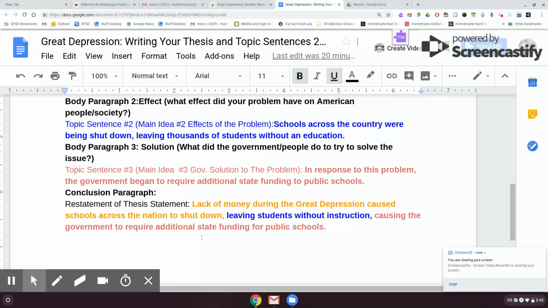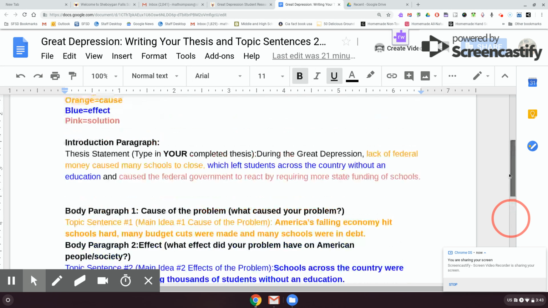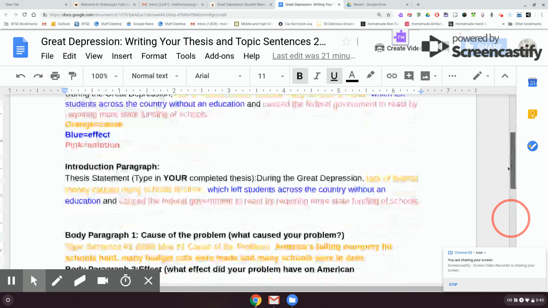And then I rewrote my thesis down here because we start our conclusion paragraph with a restatement of thesis. And here it is: lack of money during the Great Depression caused schools across the nation to shut down, leaving students without instruction, causing the government to require additional state funding for public schools. I just played with the language a little bit here, but it is my thesis. That's an example of what you want to do when you're writing a thesis statement.